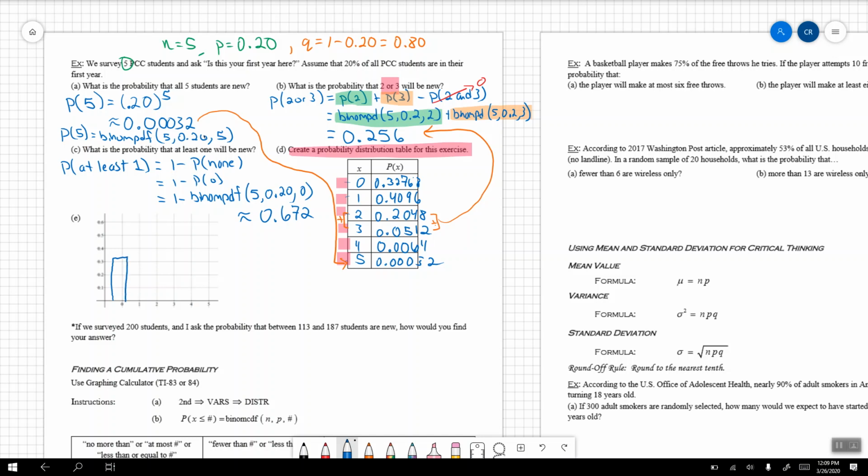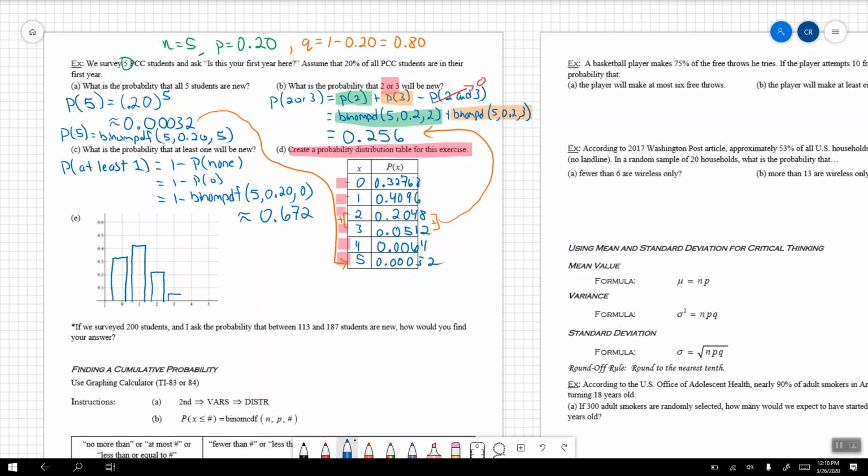Probability of 1, we're going to go up to 0.4096. There we are. Next one's going to go all the way up to 0.2048. There we are. Next one's going to go to 0.0512.